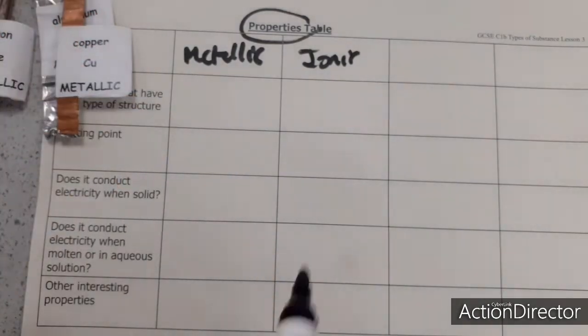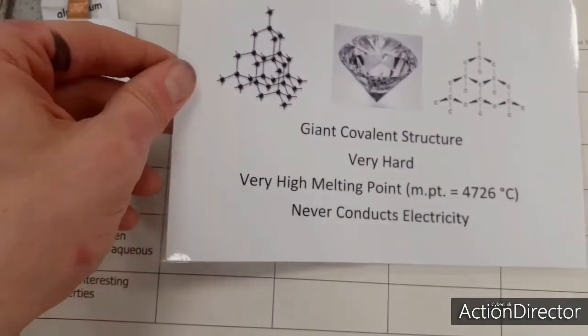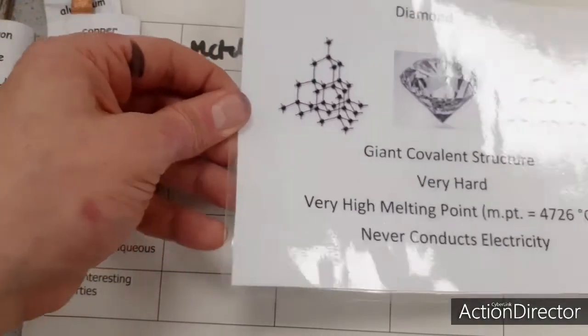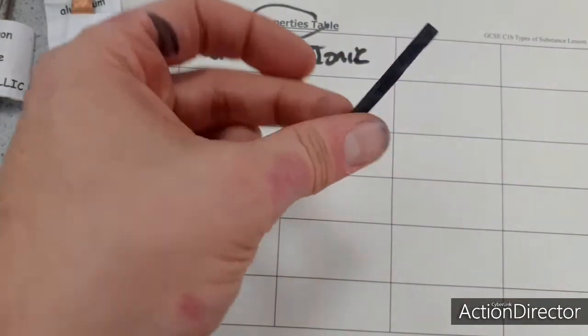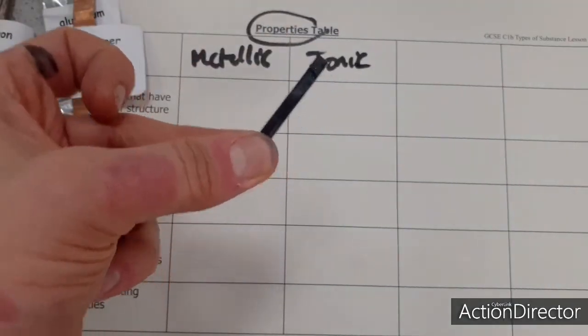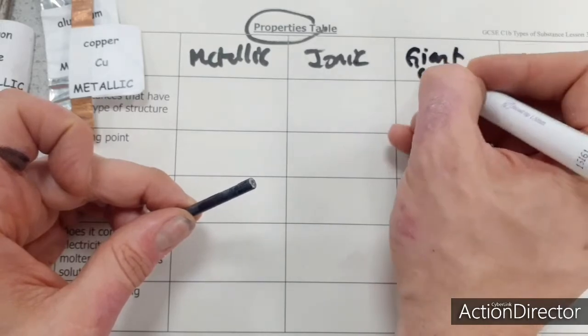Then we are going to move on to looking at substances with a giant covalent structure. Unfortunately, we don't have any diamonds to experiment with, so diamond is an example. And graphite, which is what's found in your pencil, but this is actually an electrode that we're going to use later. So I'm going to call it giant covalent.